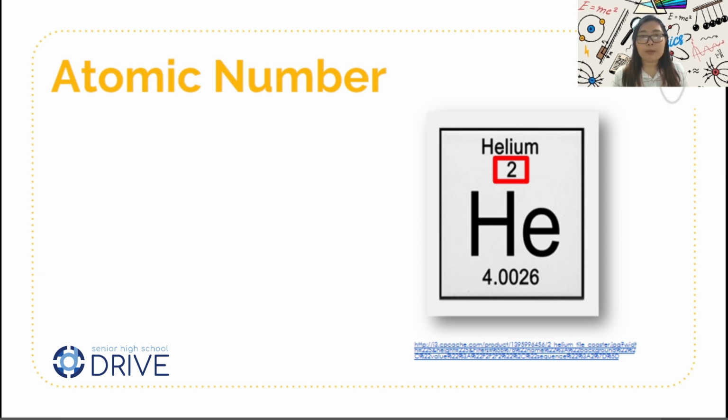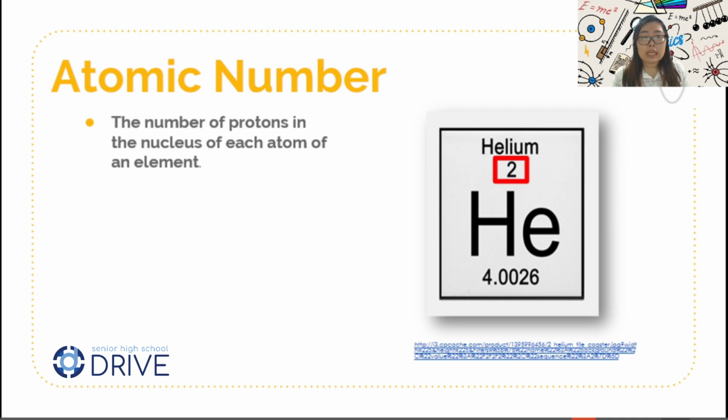Okay? So if you have your periodic table of elements with you, you will find that each of the elements in the periodic table has these numbers. You have number 2 and you have number 4. Okay? So what do these two numbers mean? Well, this number on the top of the element symbol is what we call the atomic number. And the atomic number is the number of protons in the nucleus of each atom of an element. Again, the atomic number is also the number of protons in the nucleus of each of the elements.